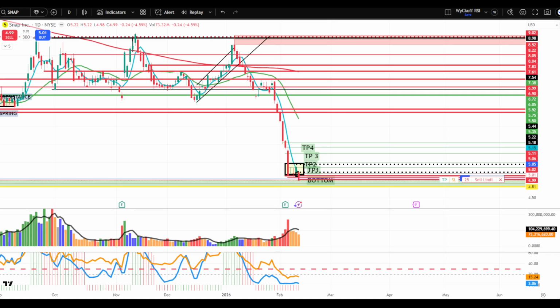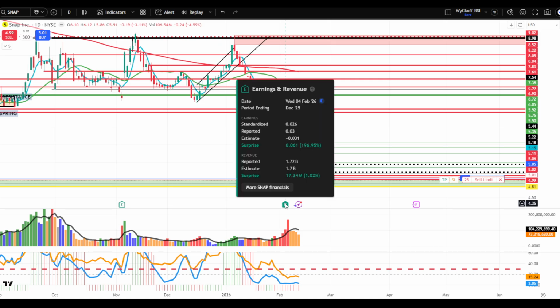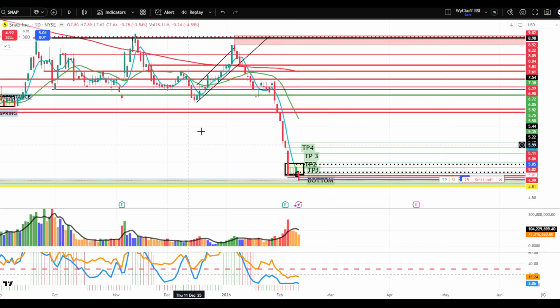Today's daily recap is a trade on Snapchat, and I just wanted to show you some things so hopefully you can learn and benefit from this trade. Some context: Snapchat had earnings on February 4th, 2026. The time of this recording is February 11, 2026.